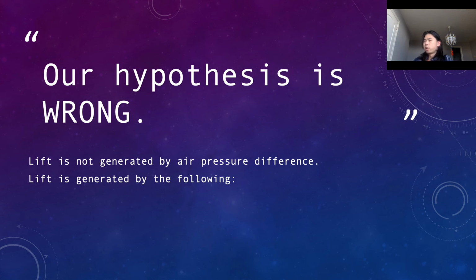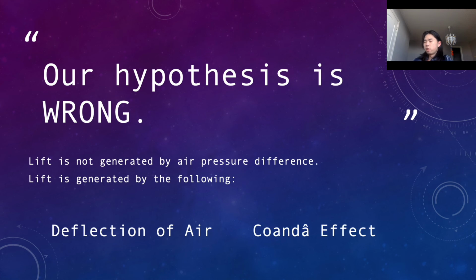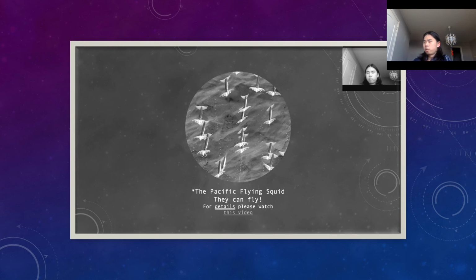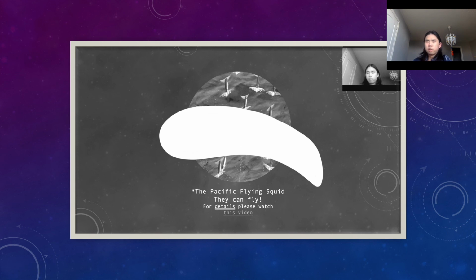In conclusion, our hypothesis was wrong. Lift was not generated by the difference in air pressure above and below the wings. And the following factors contribute to the generation of lift: the deflection of air and the Coanda effect. So let's go back to where we started and see what we can find out now. We started with these squids that can fly, and now we know that they can fly because their pseudo wings could generate enough lift to slow down their descent. Although there's no solid evidence, we can infer that the cross-section of their wings are shaped something like wing number 2. Take a look at this picture.